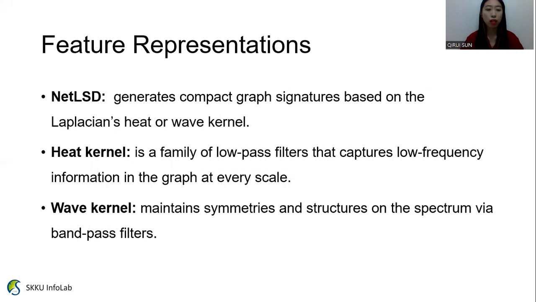Next, let's talk about the heat and wave features. As I mentioned earlier, we generated heat and wave representations using NetLSD. NetLSD generates compact graph signatures based on the Laplacian heat or wave kernel, which inherit the Laplacian spectrum features. The heat kernel is a family of low-pass filters that captures low-frequency information in the graph at every scale. The wave kernel maintains symmetries and structures on the spectrum via bandpass filters.